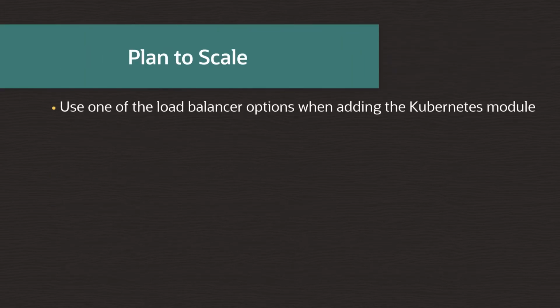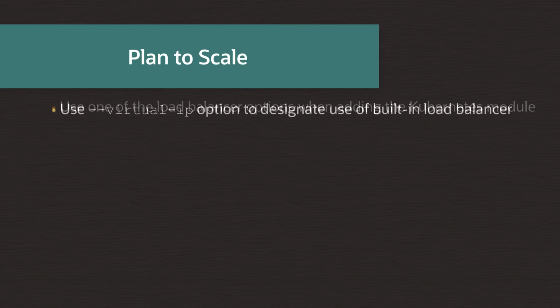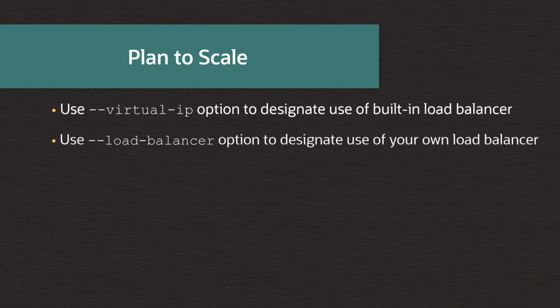Planning to scale means that you need to use one of the load balancer options even if your initial Kubernetes cluster will consist of a single control plane node and a single worker node. Therefore, if you plan to scale your initial cluster and add additional nodes in the future, you must use either the --virtual-IP option to designate use of the built-in load balancer or use the --load-balancer option to designate use of your own load balancer.